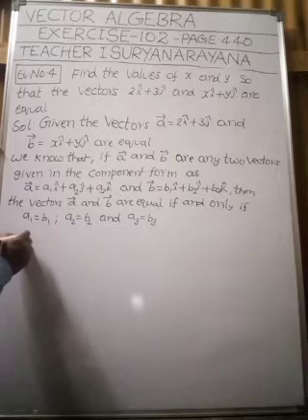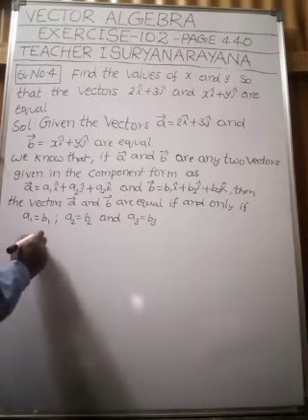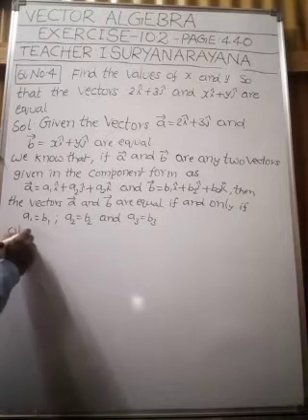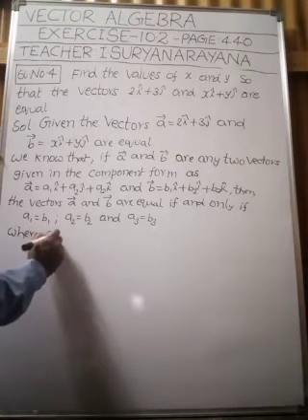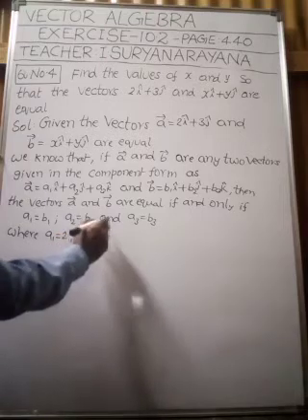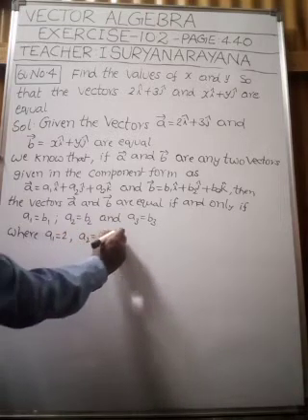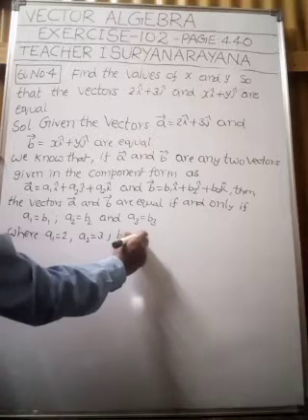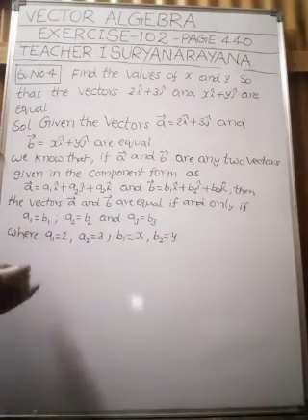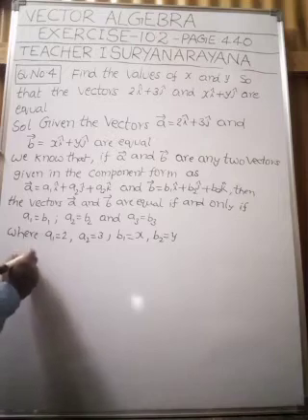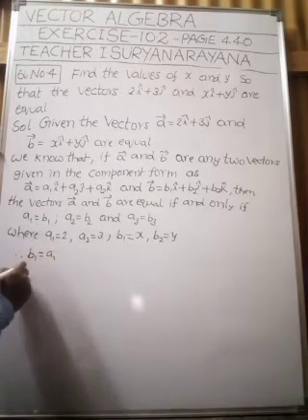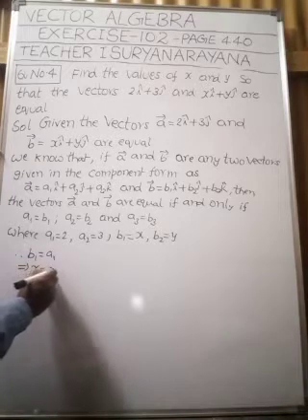Therefore, a1 is equal to 2, a2 is equal to 3, b1 is equal to x, b2 is equal to y. Yes or no, my children? Therefore, a1 is equal to b1, that is b1 is equal to a1. This implies x is equal to 2.